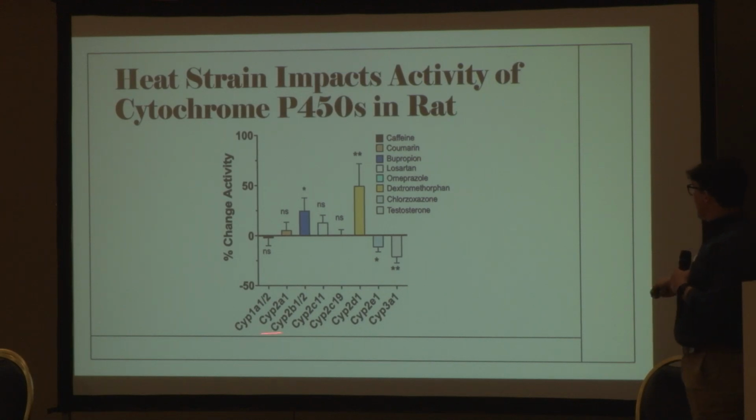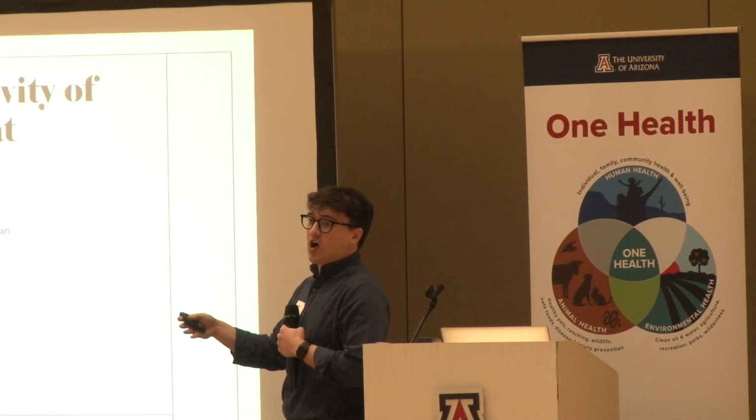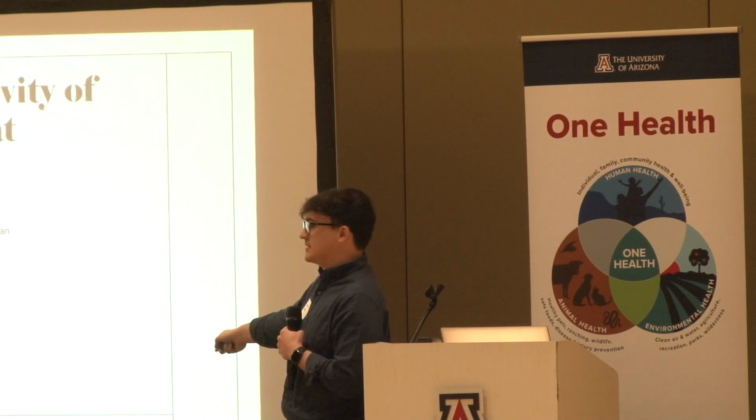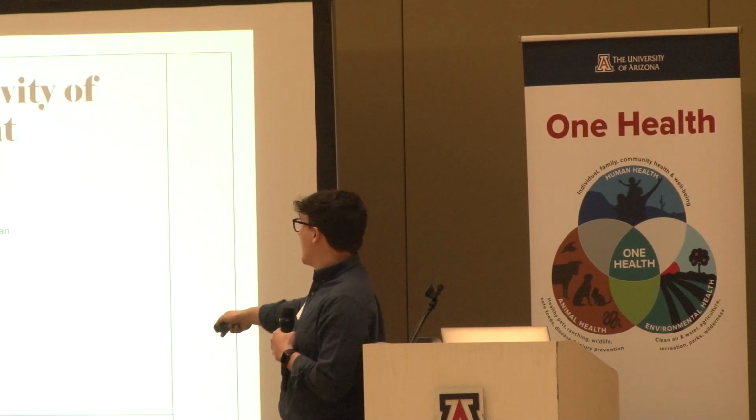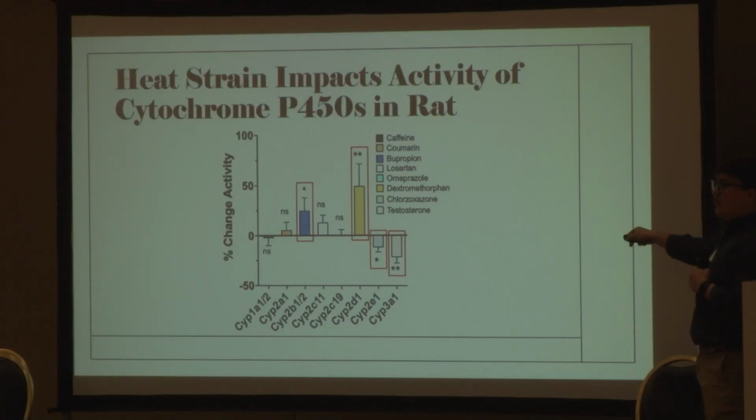And I chose these 8 particular cytochrome P450 isoforms because around 90% of drug metabolism comes from these guys. So if you think of a drug, any drug, odds are it's metabolized by one of these cytochrome P450s. And so what we saw was really exciting: 4 of the 8 top drug and xenobiotic metabolizing P450s seem to be changed in response to heat strain.